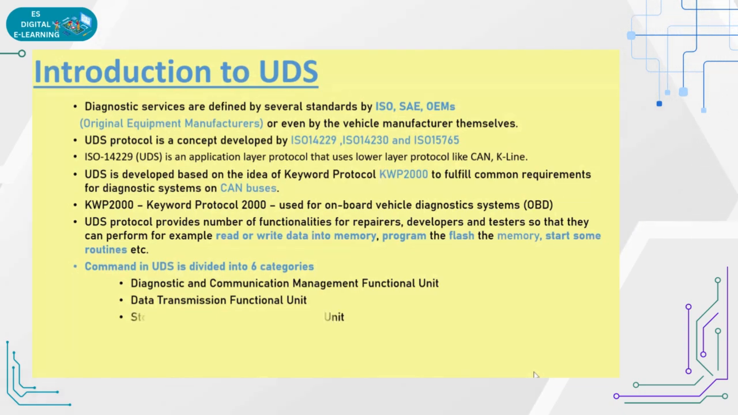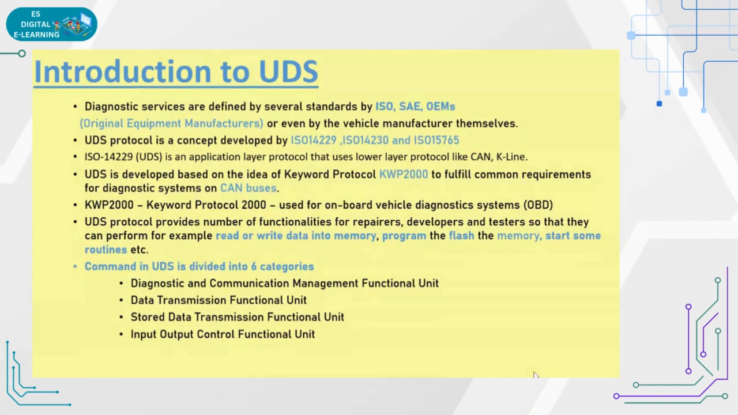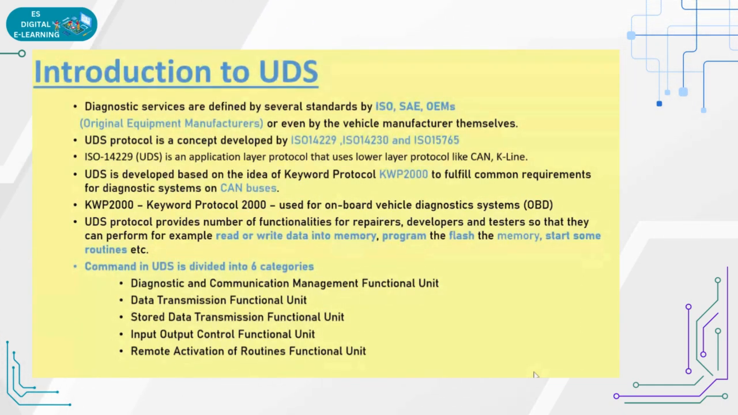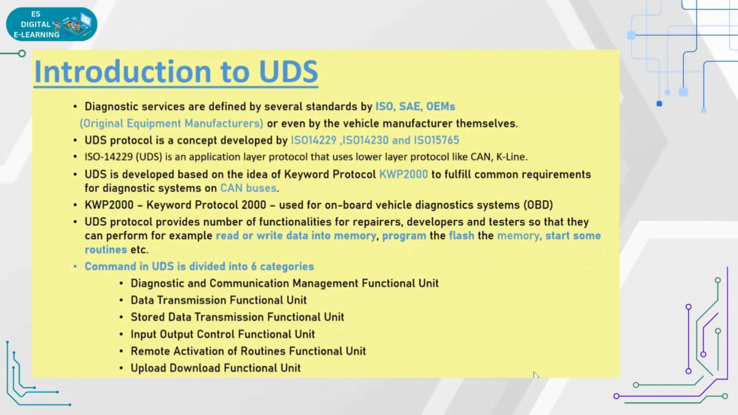Okay, data transmission functional unit, stored data transmission. You have stored information, right? You should follow some rules, but they didn't tell in detail what to follow. Going forward, you can understand. Stored data transmission functional unit. Input output control unit: you are giving the input and verifying the output, and you should follow some rules. Input output control functional unit. And remote activation of routine functional unit means whenever you are making some changes remotely, without wire or wireless, how you need to do it. These are some commands you should understand. And upload and download functional unit. These are the 6 commands you need to understand in diagnostics activity.